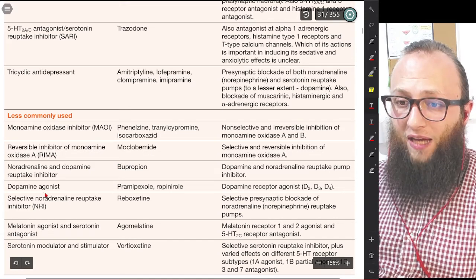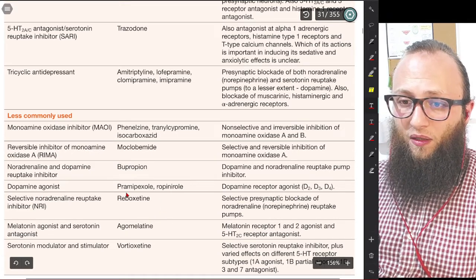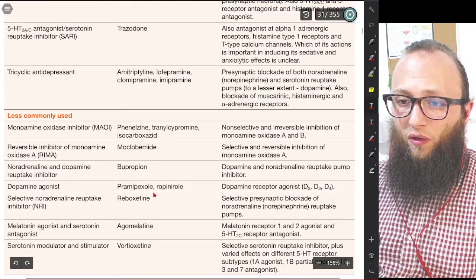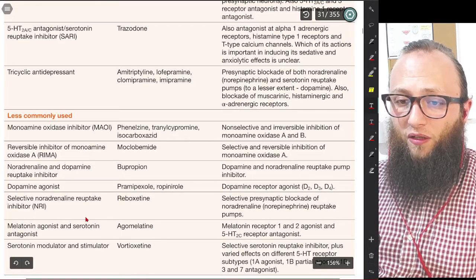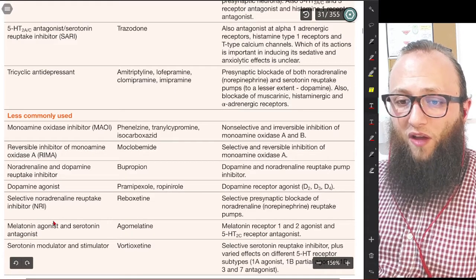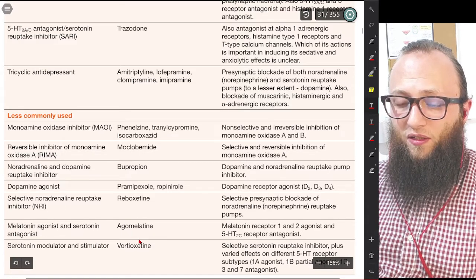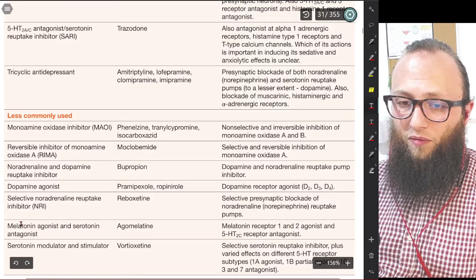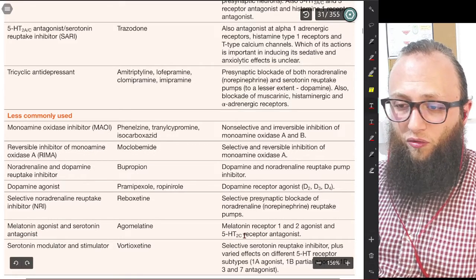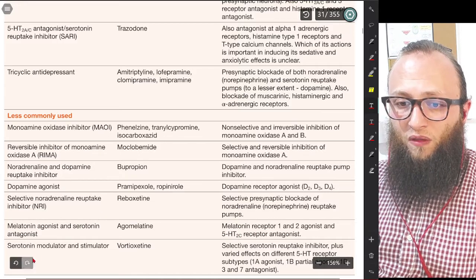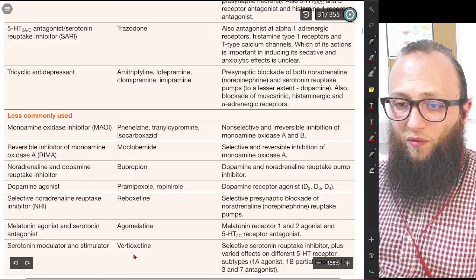We have dopamine agonists like pramipexole and ropinirole. We have selective noradrenaline reuptake inhibitors like reboxetine. We have melatonin agonist and serotonin antagonist like agomelatine. They work on both melatonin receptors and serotonin 5-HT2C receptors. We have serotonin modulators and stimulators like vortioxetine.